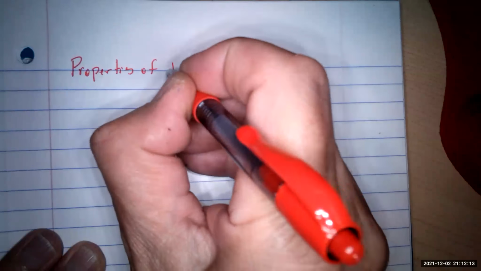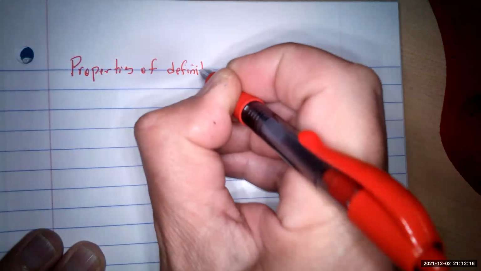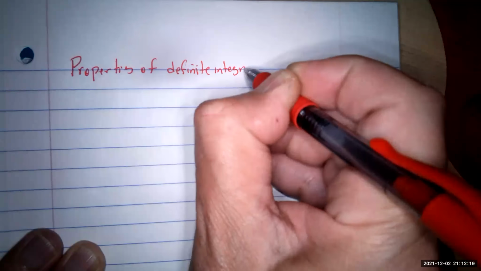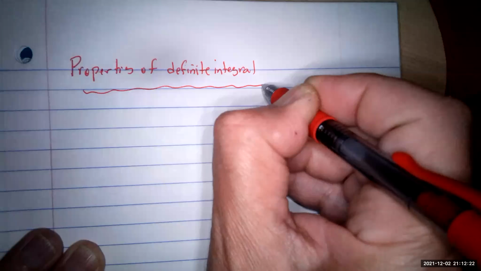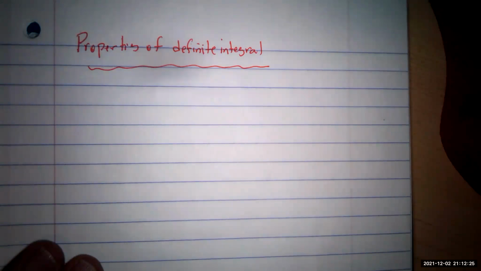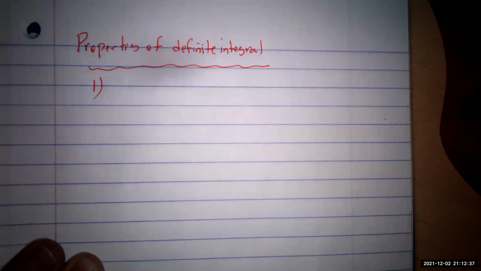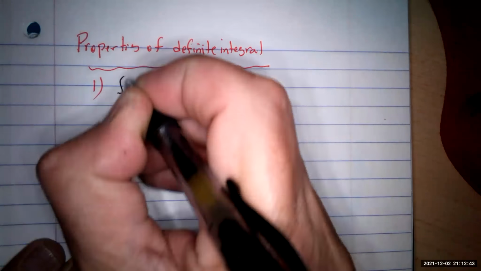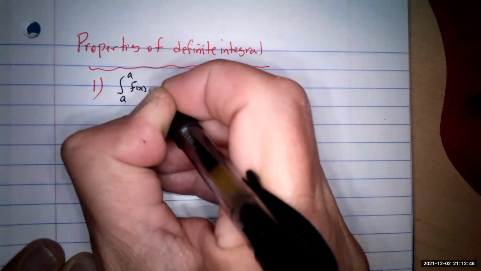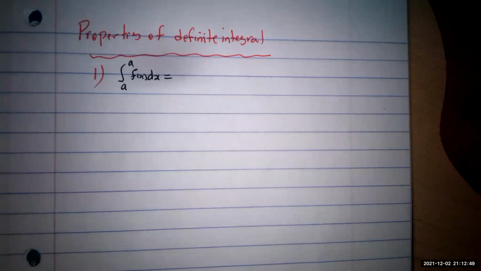What are the properties of this definite integral? Definite integral means the one that we talked about. Okay, in applications in the future, you may have to use this type of idea. One of them is this one. We talk about integral from a to b as an area under the curve. So what is integral from a to a of f of x dx?